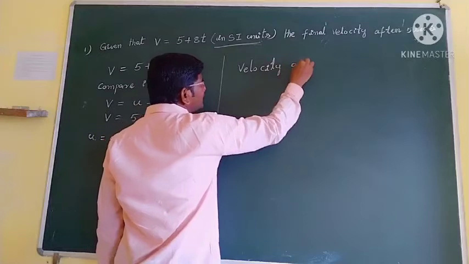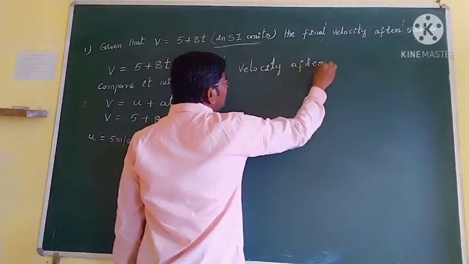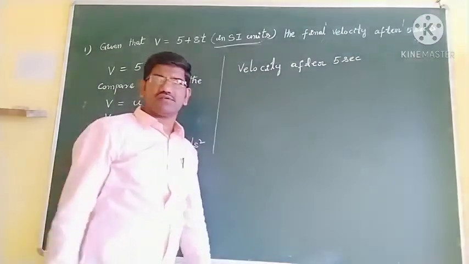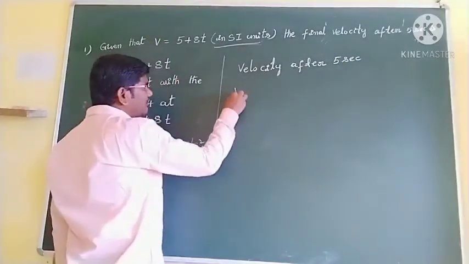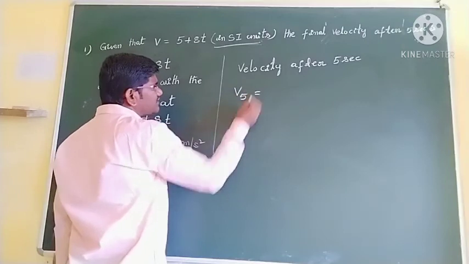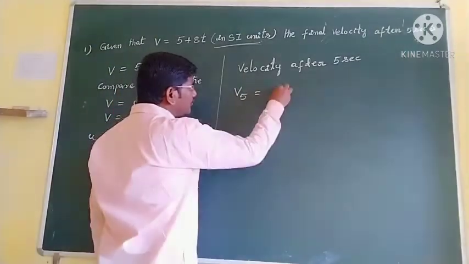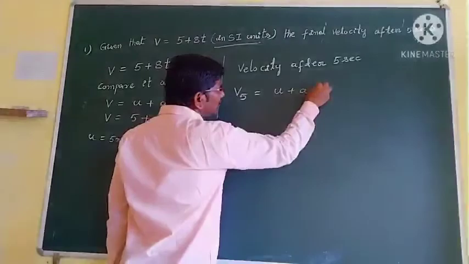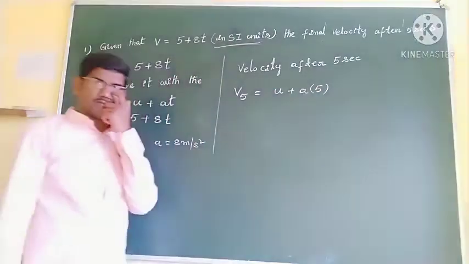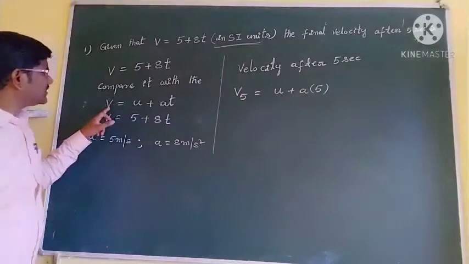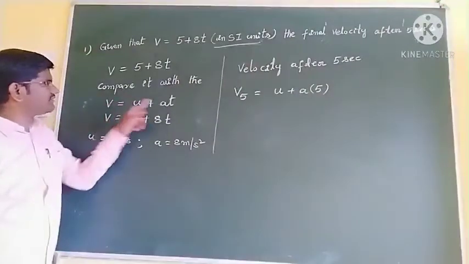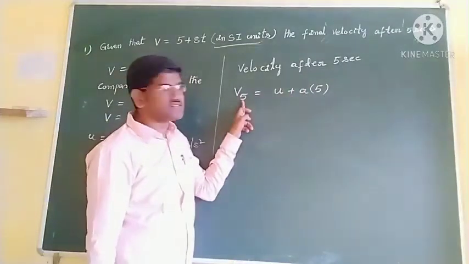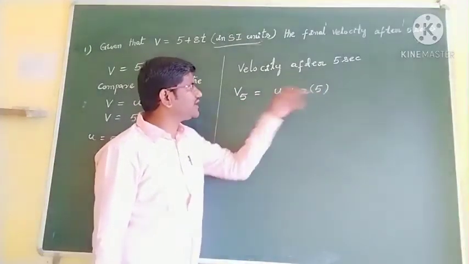After 5 seconds we have to calculate the velocity after 5 seconds. That is called v5. Velocity after 5 seconds, v5 is equal to u plus a into time, you write 5 seconds. Okay students, remember that in this equation, v is the velocity after t seconds. So now I want velocity after 5 seconds, v5 is equal to u plus a into 5.